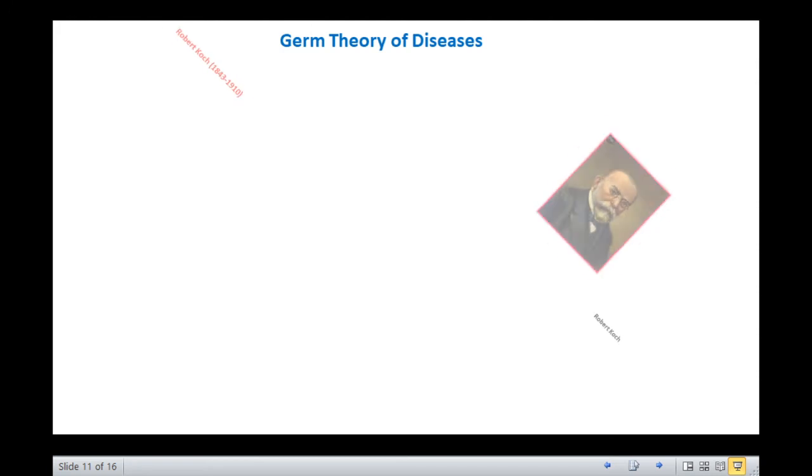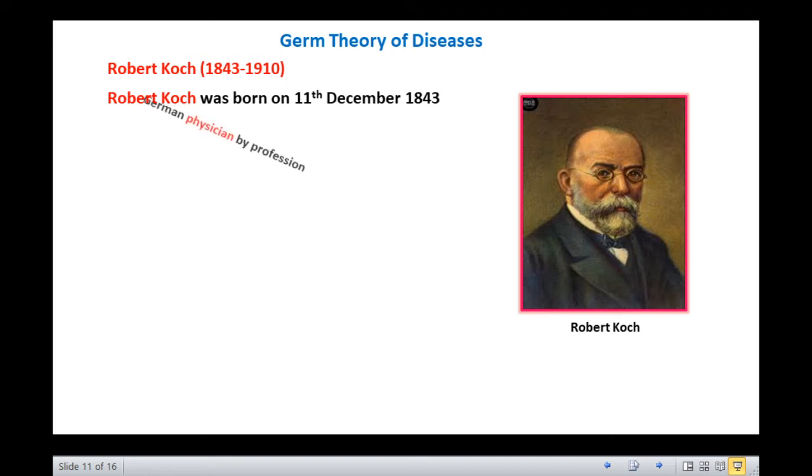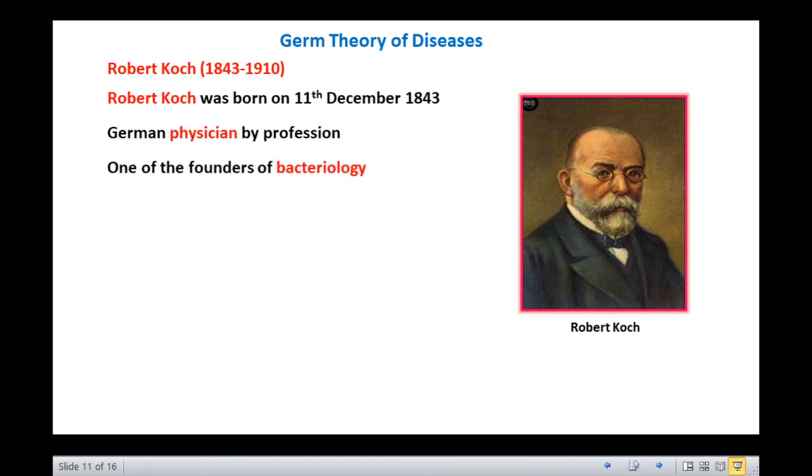Robert Koch was born in 1843 and was a German physician by profession. He is considered to be one of the founders of bacteriology for his various contributions in this field.